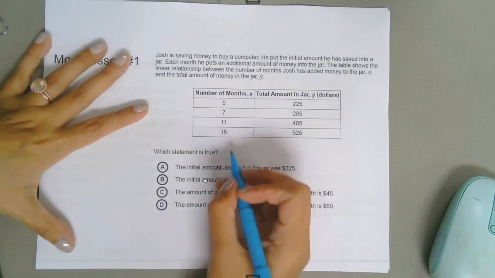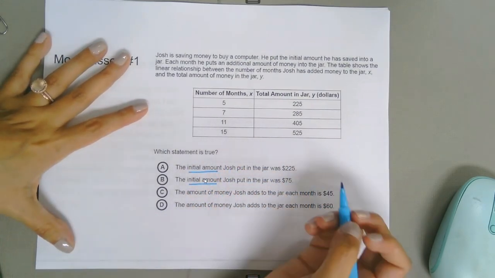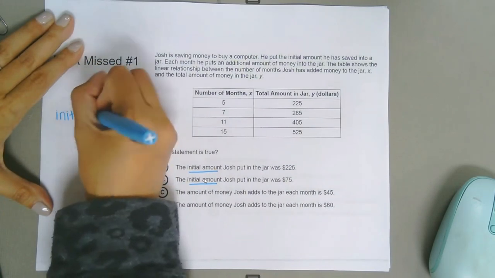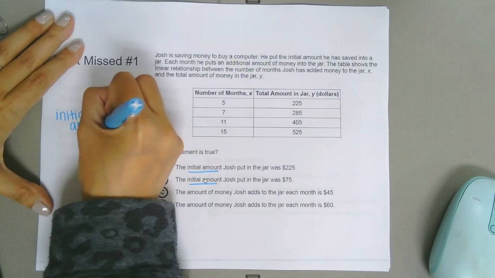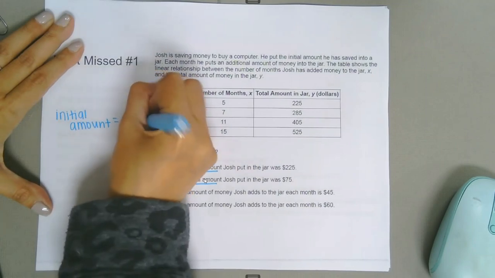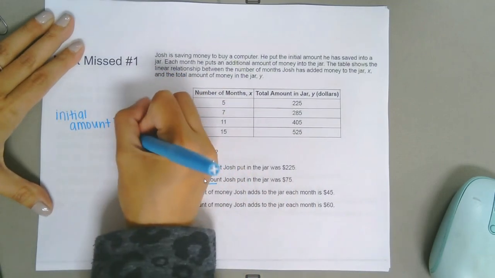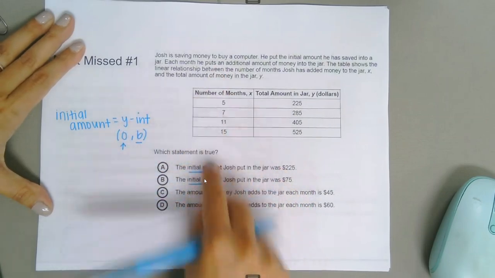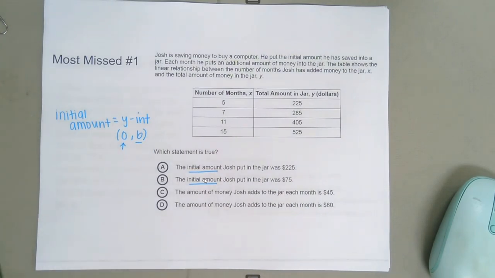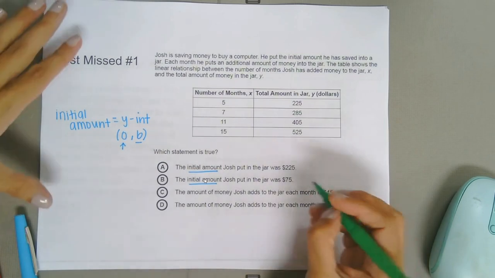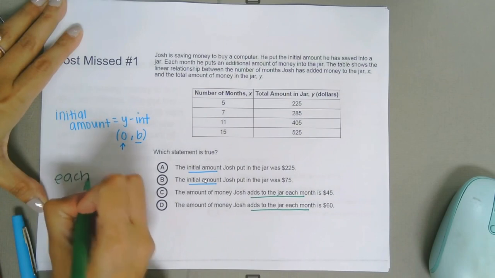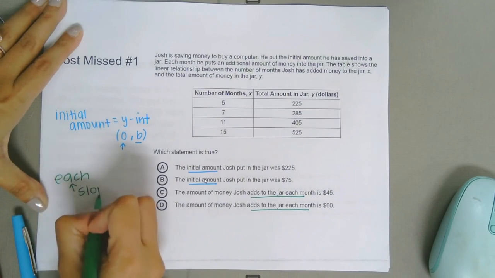So some keywords in my answer choices: initial amount, that is talking about my y-intercept. And remember, for our y-intercept, x has to be 0, and then it's that y value. So we need to put 0 in our table for our initial amount. And it's saying for C and D, the amount he adds to the jar each month. So that word each tells me that I'm looking for my slope.